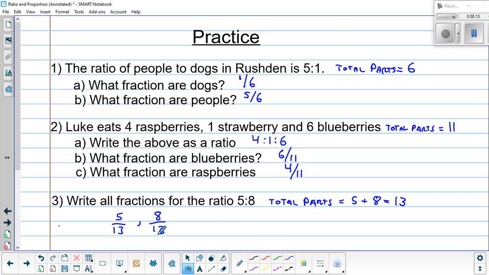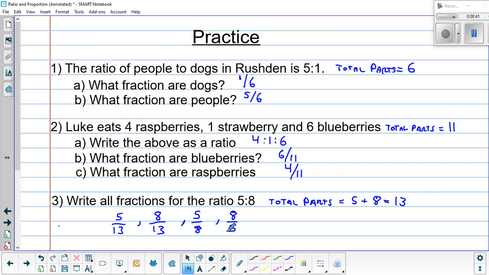Correct. And I kind of alluded to it before, but 2 other fractions that you could write are 5 over 8, and we could write 8 over 5. Do not worry so much about those last 2 right now. We're going to have a little bit more chat about those.